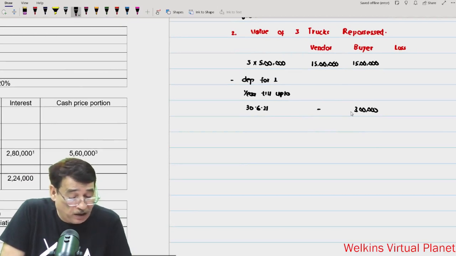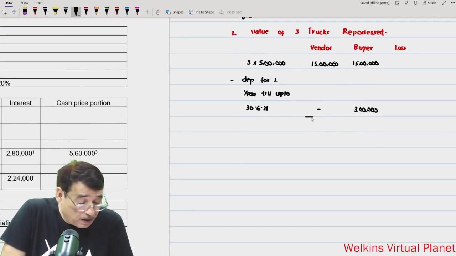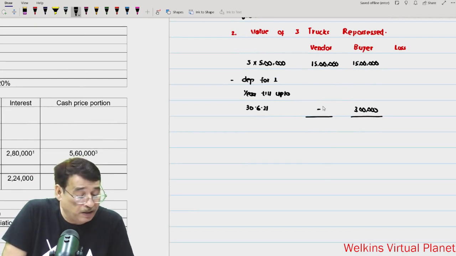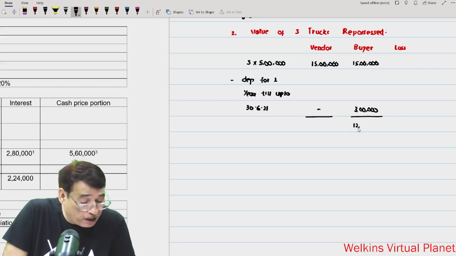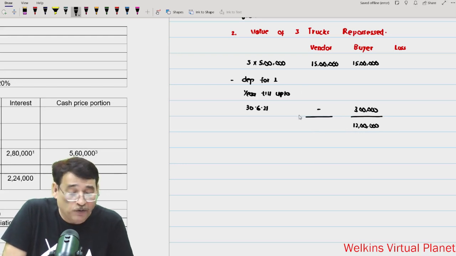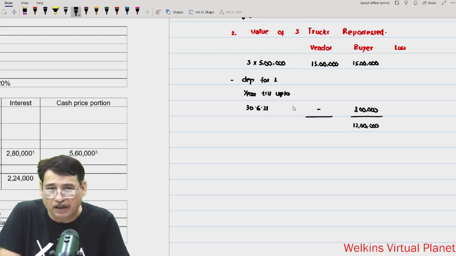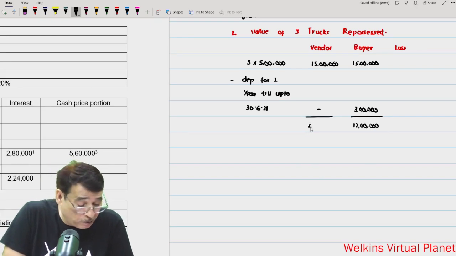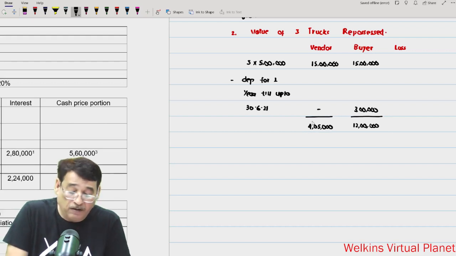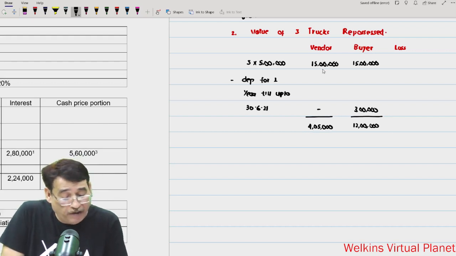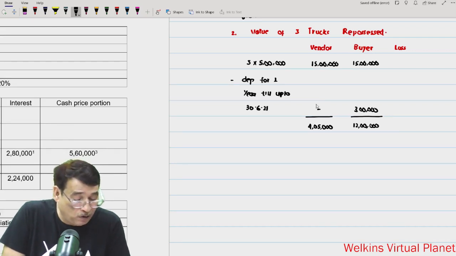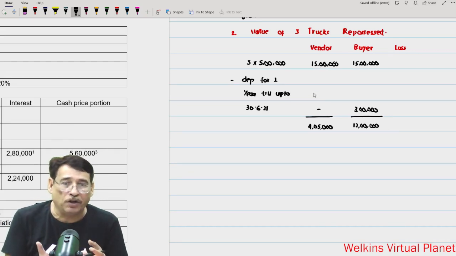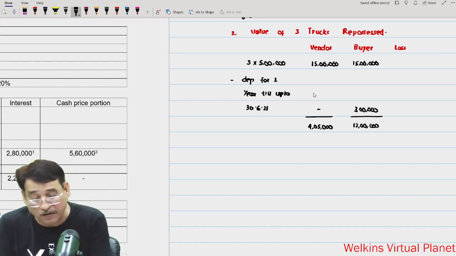20% of 15 lakh is 3 lakh. And I haven't subtracted any depreciation over here, but try to understand. 12 lakh is the value in the opinion of the buyer. However, the value at which the vendor repossessed the item is given in the question as 4,05,000. If I subtract 4,05,000 from 15 lakh, I can also know what amount of depreciation the vendor must have charged. Is it clear to you or not?